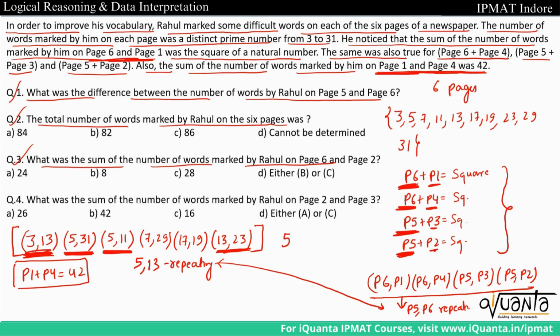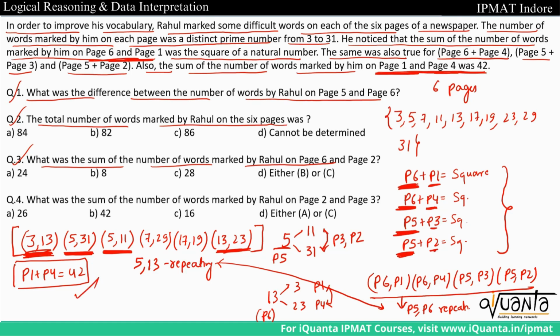So with 5 we have 11 or 31 possible, and with 13 we have 3 or 23 possible. Now if I assume that 5 words are on page 5, then page 3 or page 2 can have 11 or 31 words, and if 5 words are on page 5, then 13 words must be on page 6, and these will be page 1 or page 4, vice versa. That means page 1 or 4 can have 3 or 23 words.